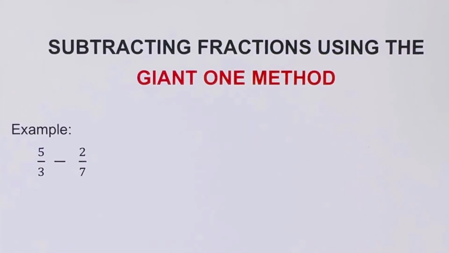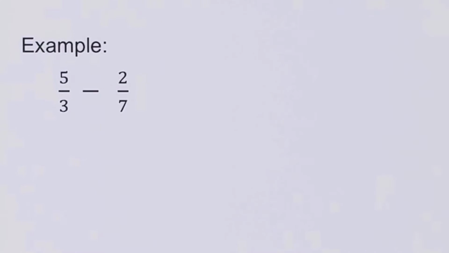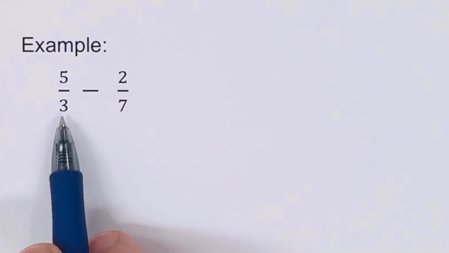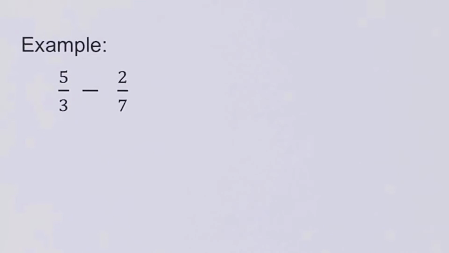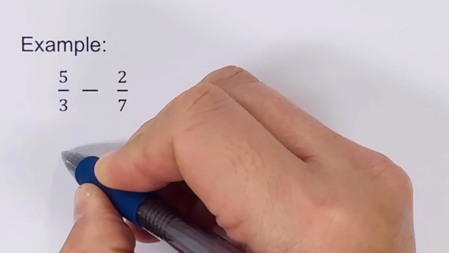This video will show how to subtract fractions using the giant 1 method. Now let's go over this example. If you notice in this example, we don't have the same denominator, which means that we cannot subtract these two fractions together. So the rule in subtracting fractions is that they need to have the same denominator. So I'm going to go ahead and rewrite these fractions down here.